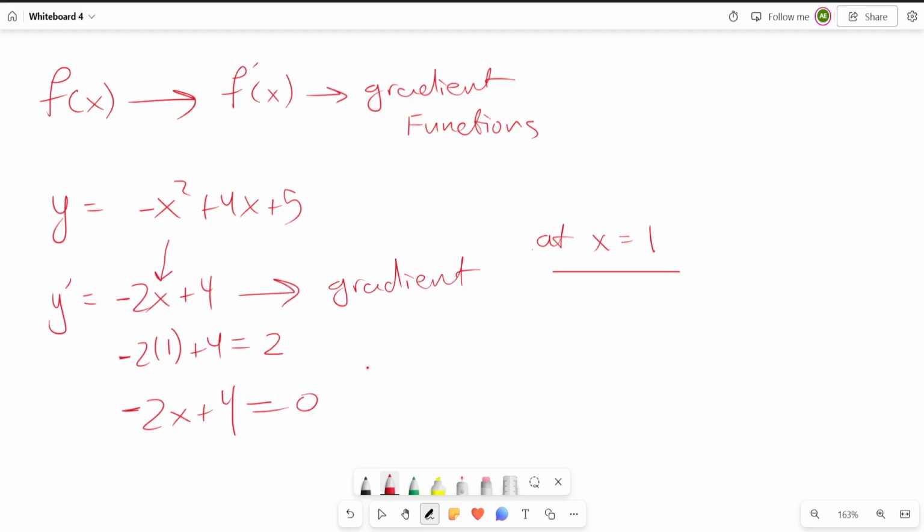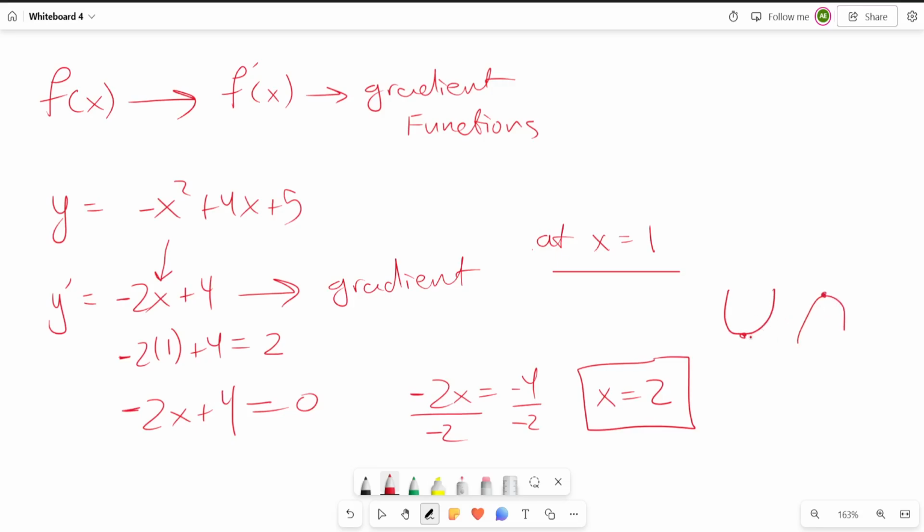To find x, I can move the 4 to the other side. It's going to be negative 2x equals negative 4, divide by negative 2, divide by negative 2, x equals 2. So this tells me that x equals 2 is the x coordinate of the turning point. All I know now is that at x equals 2, it's a turning point, a critical point, or a stationary point. I don't know if it's a maximum or a minimum. All I know is that the gradient is 0. It could be this, and it could be that.